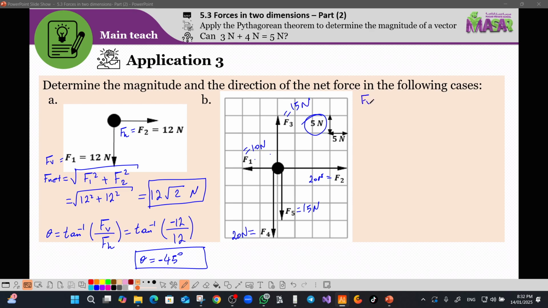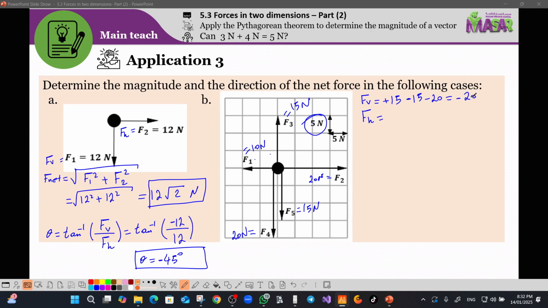Now let's first find Fv and Fh. Fv is the summation of all the forces along the vertical. How many forces do we have? We have 15 plus, because 15 here is in an upward direction, and we have downward minus 15 and minus 20.